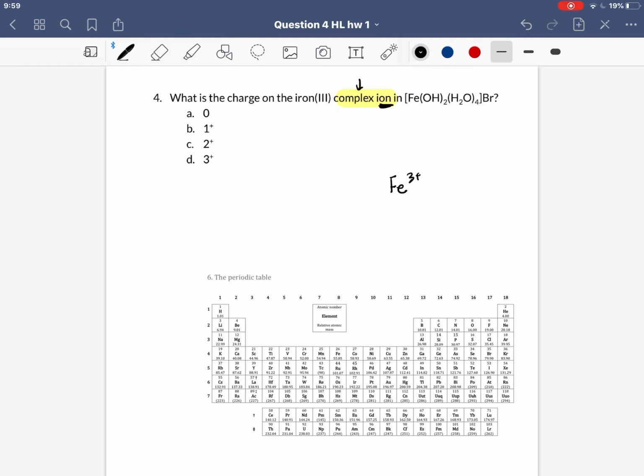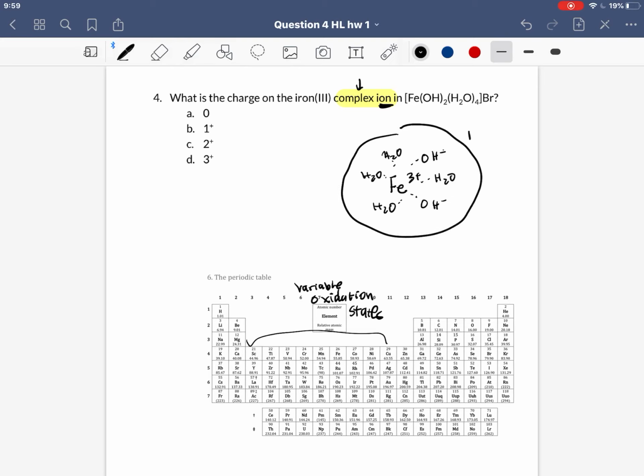This is necessary for my transition metals because my transition metals can have what's called variable oxidation states, which hopefully you saw in the chapter. So in my complex ion, I have Fe3+ surrounded by some OHs, 2 OHs specifically, and 4 H2Os, all attracted to each other with electrostatic attractions, and this entire thing carries a charge because it is an ion.